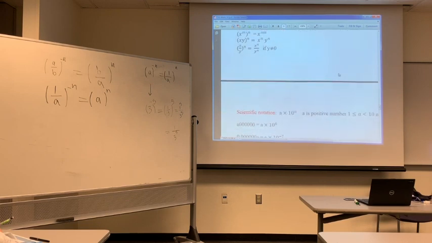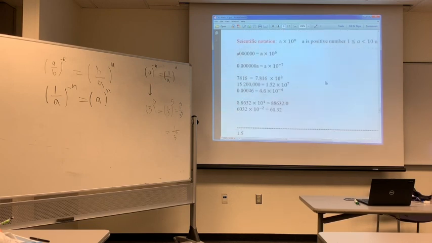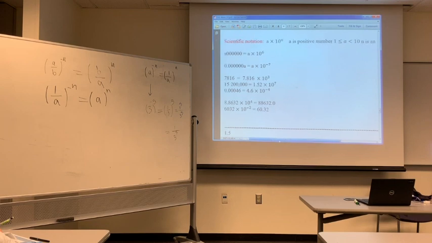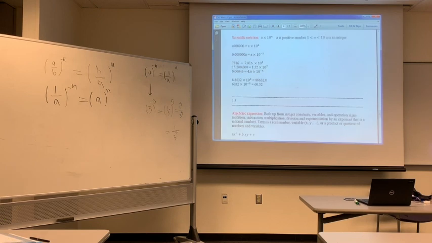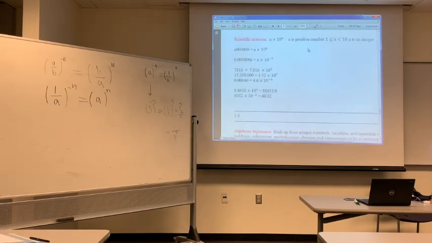And let's talk about this one. This is probably the most difficult thing in this chapter, but for most of you it should be easy, you know. Scientific notation.